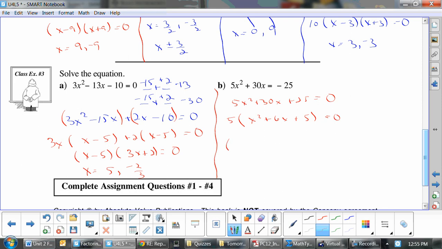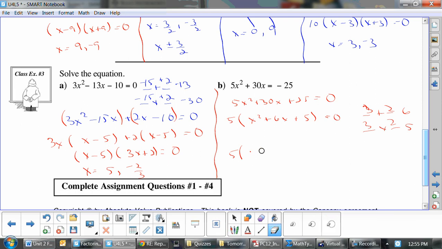So this would be, I need two things that add to give me 6, multiply to give me 5. 3 and 2. So we got 5, x plus 3. Oops, it's not 3 and 2. So 3 times 2 is not 5.